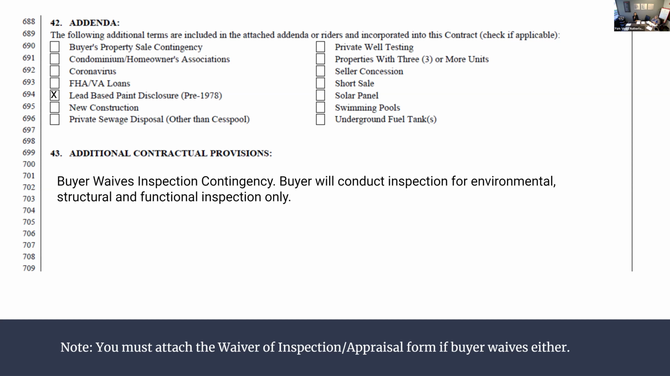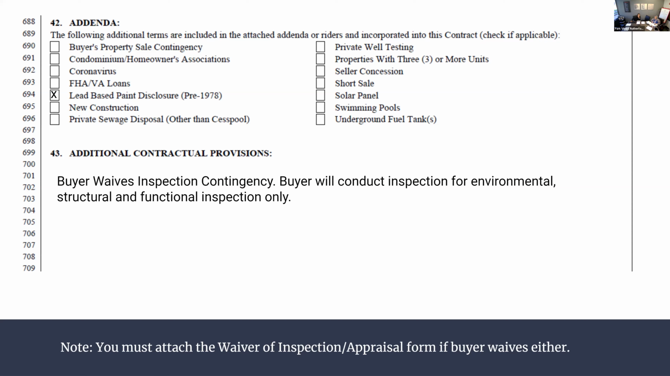So it's very common lately that the buyer would have an inspection contingency. That would go in here and let them know that the buyer will have inspections, but they'll only have it for environmental, structural, and functional inspection only, which is basically everything, all the major structures. If the buyer is all cash and you want to make sure that they understand, that would go right there.